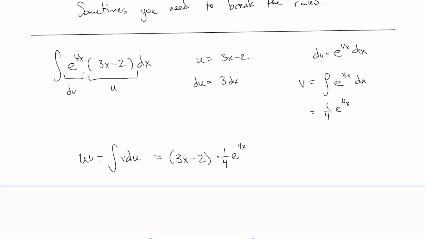Haters, put those parentheses in there. It matters. It should be all that 3x minus 2 times the e part. All right, and then I go, that was uv, and then I go minus integral v. V is 1/4 e to the 4x times du is 3 dx, like so.